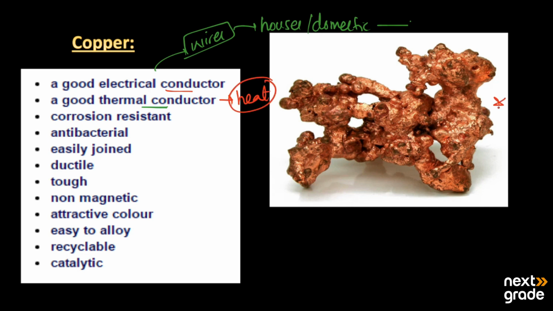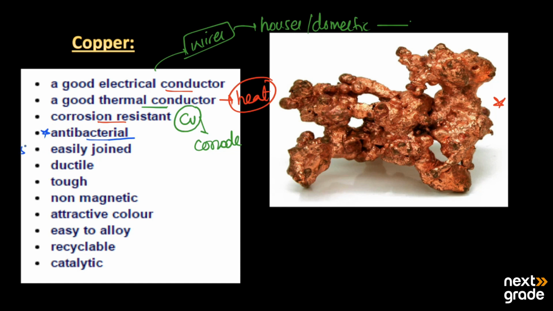This is a simple picture of copper. The third one is that it is corrosion resistant. It means the place where we use copper, it is resistant to heat and does not get corroded. And the fourth one is that it is antibacterial. It means it avoids bacteria, so it can be used as an antibacterial substance.